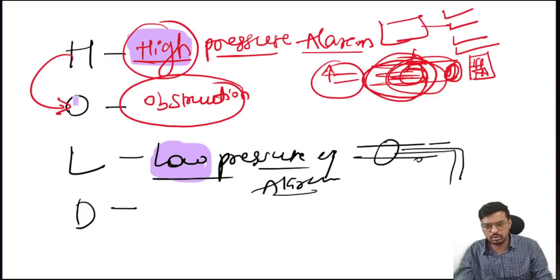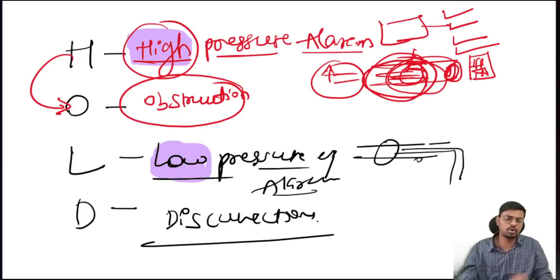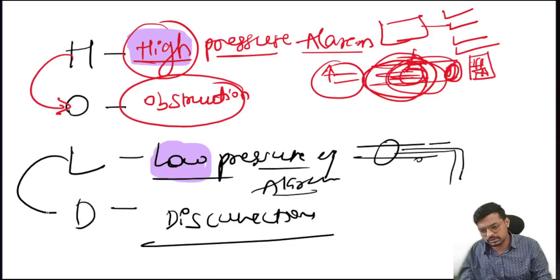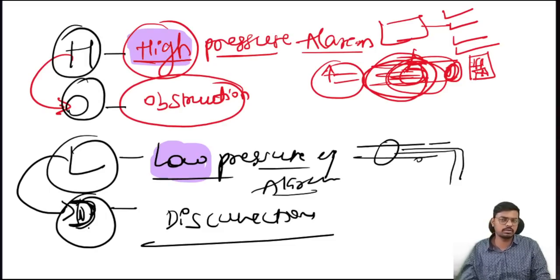If there is low pressure alarm, what we have to assess is the disconnection between the tube and the ventilator circuit. If there is disconnection between the tube and the ventilator circuit, it will provide the low pressure alarm. So to remember this: high pressure alarm for obstruction, low pressure alarm for disconnection between the tubes. Okay, that is very important.